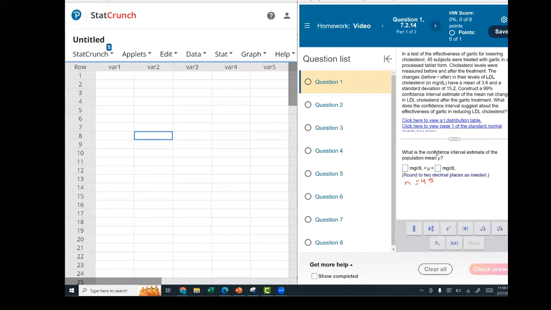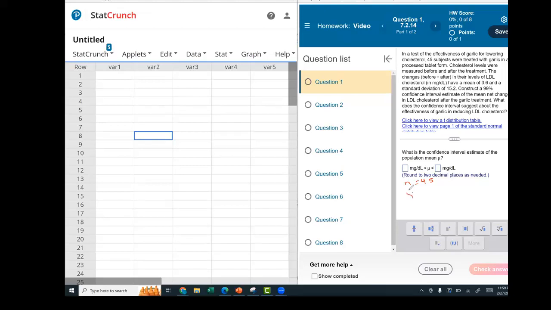Okay, cholesterol levels were measured before and after the treatment. The changes are before minus after. So basically, they're trying to find out if your cholesterol went down, it'll be a positive number, right? Because it'd be higher before and lower after. And that value has a mean. Is that going to be a sample mean or a population mean?